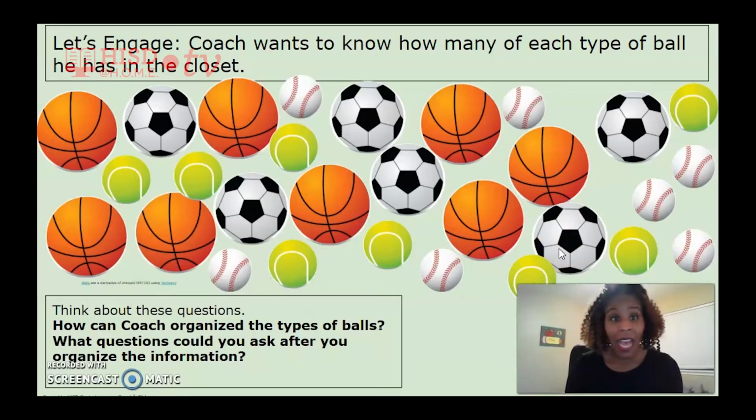Yes, you're correct. I noticed a basketball, I noticed a soccer, tennis, and a baseball. He has tons of balls. I want you to think about these few questions. How can coach organize the type of balls? What questions could you ask after you organize this information? So we're going to use the information that we have to organize the balls, and we're also going to answer some questions, okay? Let's continue.